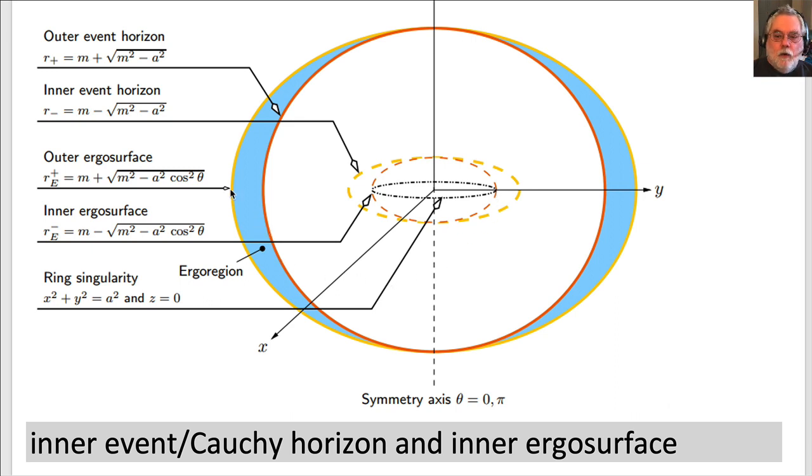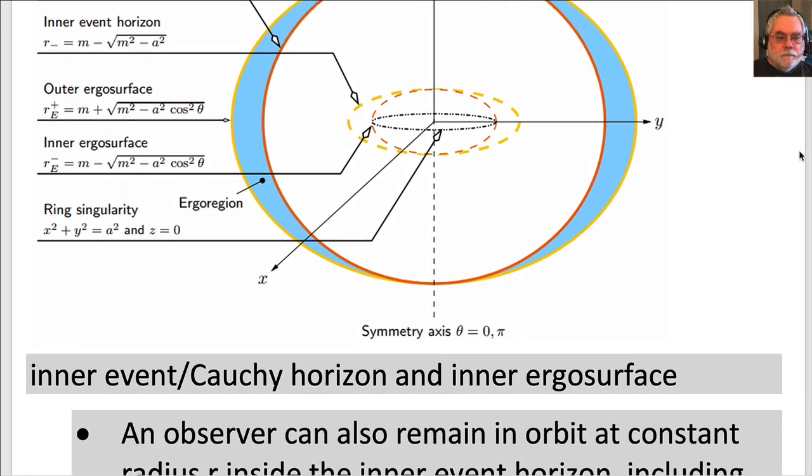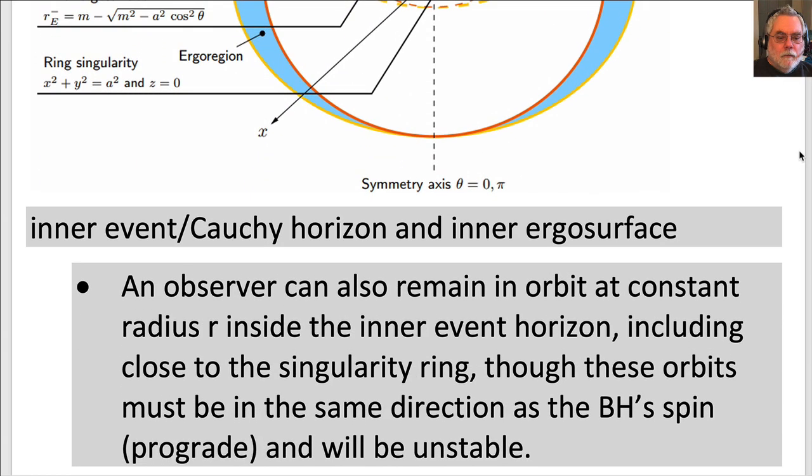Stable orbits exist only outside the outer event horizon, the solid red line surface in this diagram. But an observer can also remain in orbit at constant radius r inside the inner event horizon, including close to the singularity ring, though these orbits must be in the same direction as the black hole's rotation, prograde, and those orbits will be unstable.